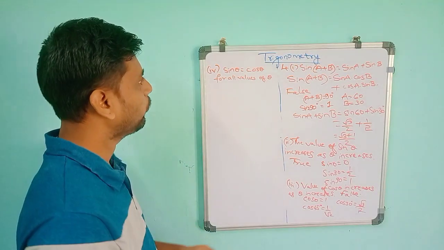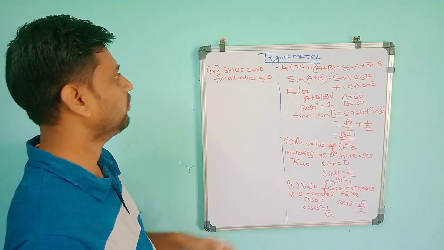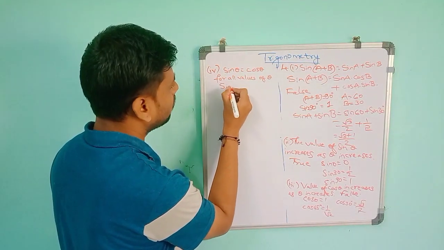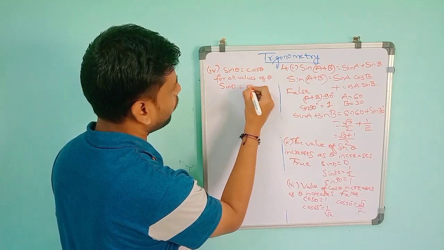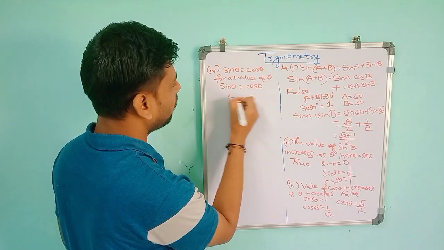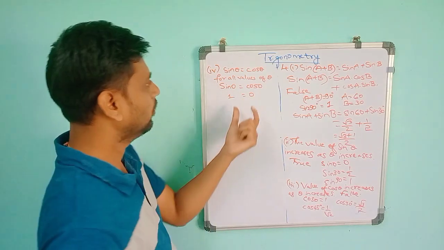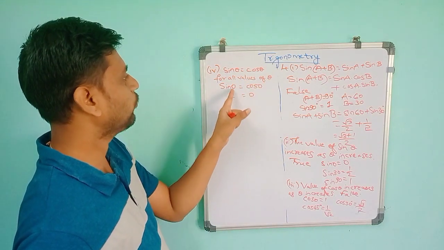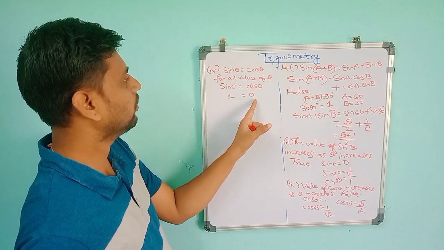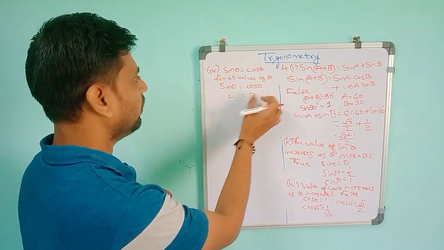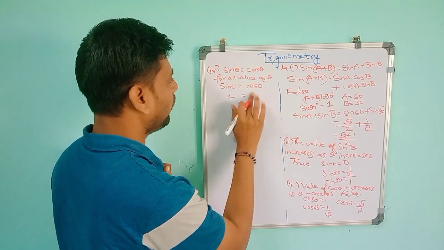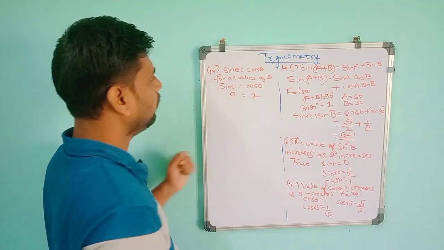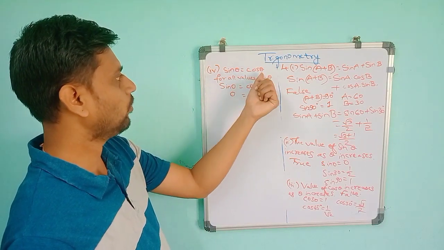So you have to prove that sin theta is equal to cos theta for all values of theta, but it is wrong. See, take sin 0 and cos 0. Cos 0 is equal to 1, sin 0 is equal to 0. So 0 is not equal to 1. So sin theta is not equal to cos theta.